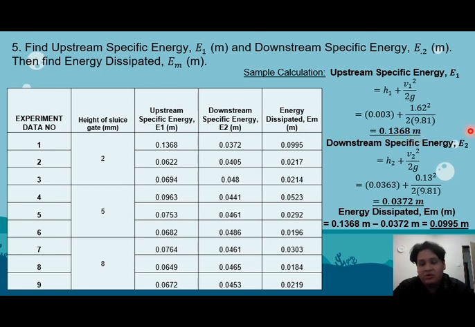Next, we move to finding the downstream specific energy E2 using the same formula, but we need to change to downstream depth and also downstream velocity, and we got this answer, 0.0372. To find energy dissipated EM, we need to subtract these two values, which is 0.1368 subtract 0.0372, and we got the energy dissipated 0.0995 meter.